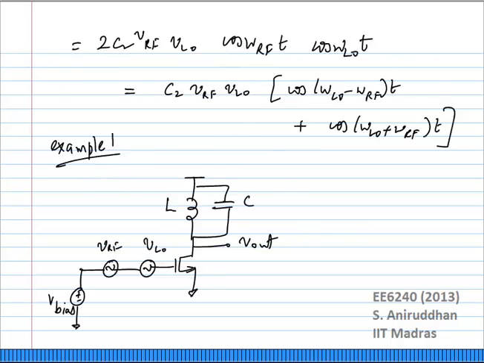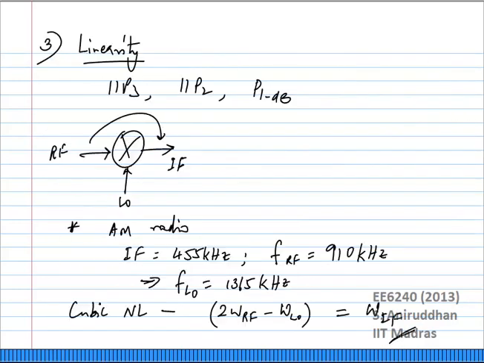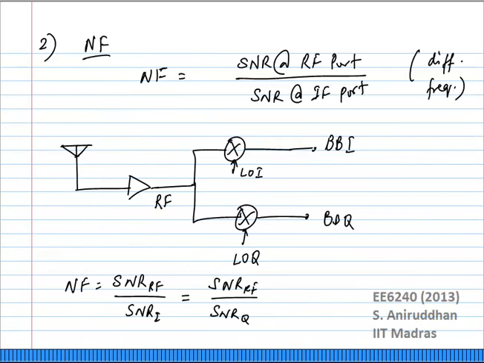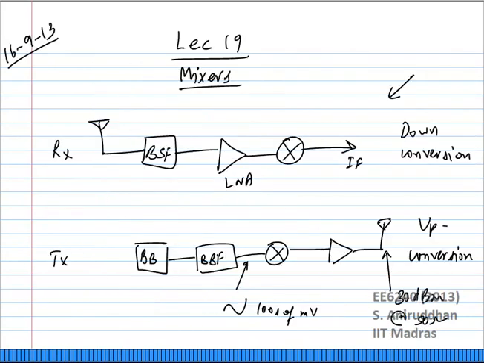So let's quickly look at what we were doing last class. We started looking at mixers used in receiver and transmitter systems. So obviously the requirement of a mixer is to perform frequency translation, to either down convert the signal in a receiver or up convert the signal in a transmitter.